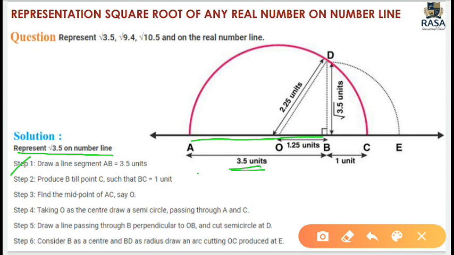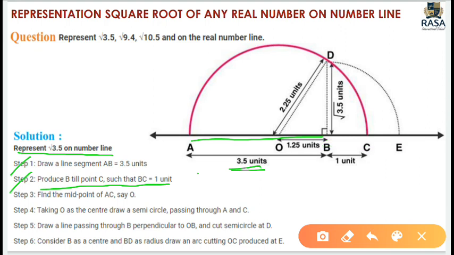Okay, so step 2, we have to extend the point B. That means we have to produce B till C such that BC is equal to 1 unit. Means we have to draw the line which is produced from point B towards the point C, which is 1 unit away from B. So this is BC, which is 1 unit.